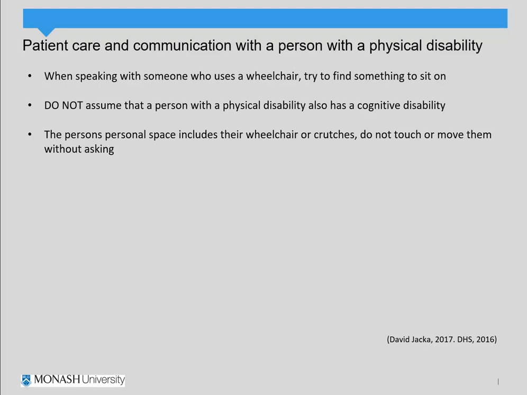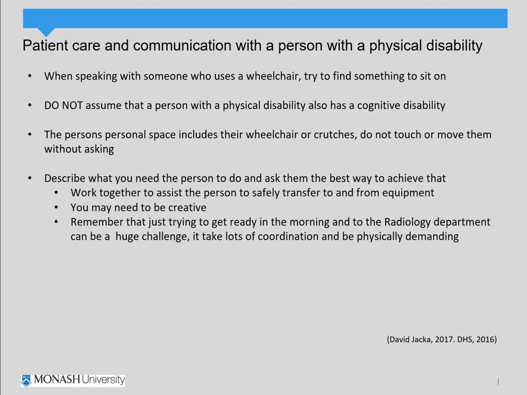Particularly don't just grab the crutches and throw them in the corner, because people with disabilities feel like that has actually become part of them. So do be respectful of gait aids and wheelchairs.